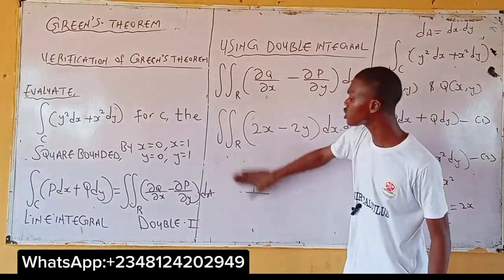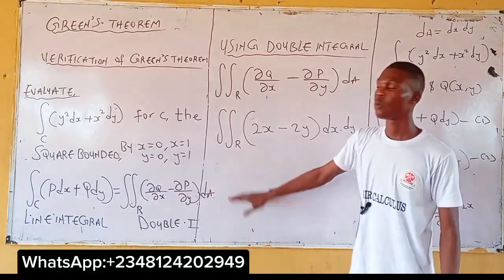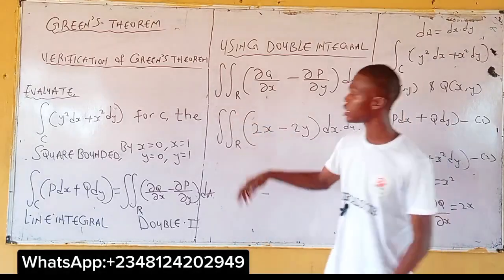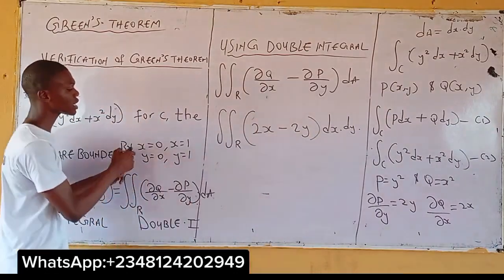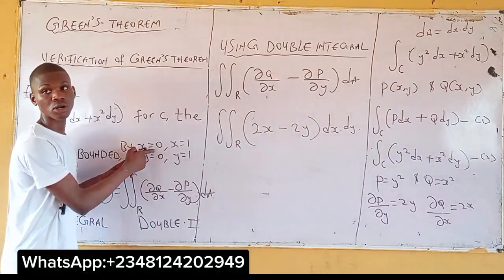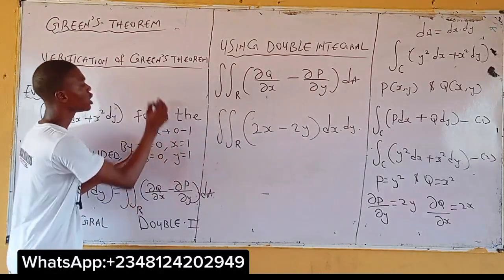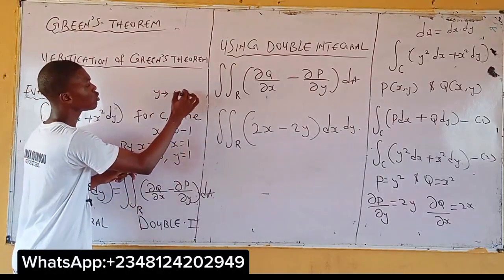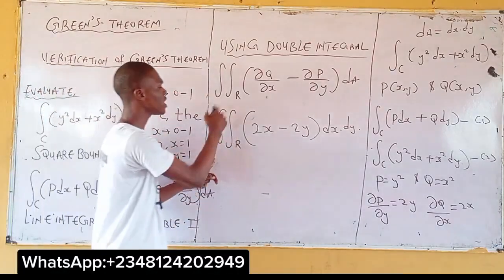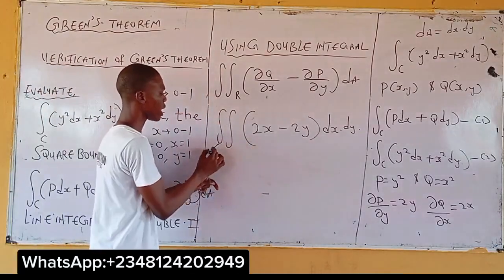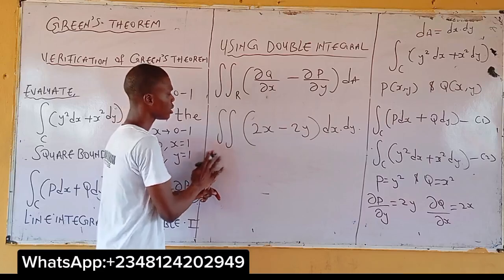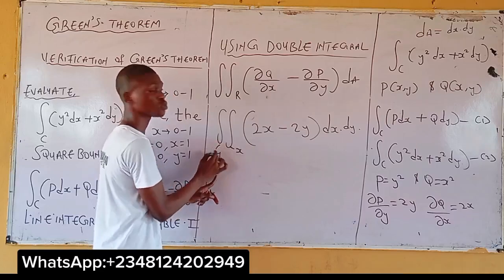Now, when substituting your boundary, your upper and lower limits, it was given in the question that x ranges from 0 to 1, and y ranges from 0 to 1. Now, for this first integral, let's say this is x, and let's say this is y.